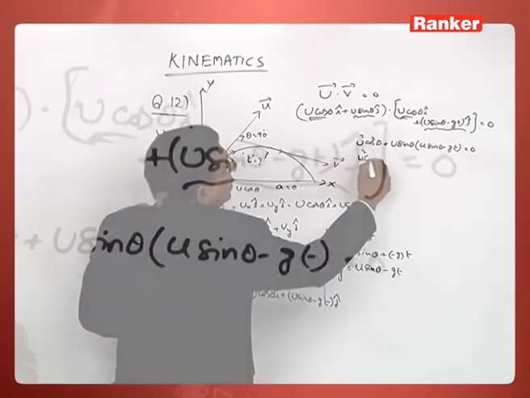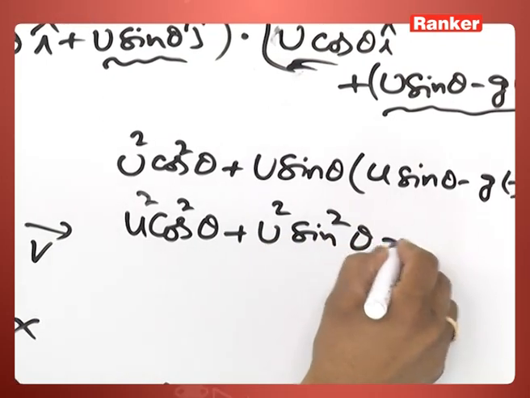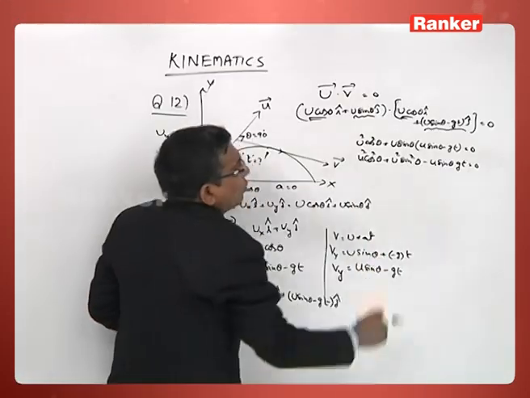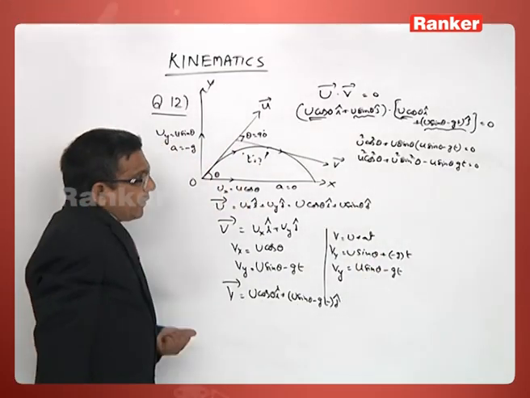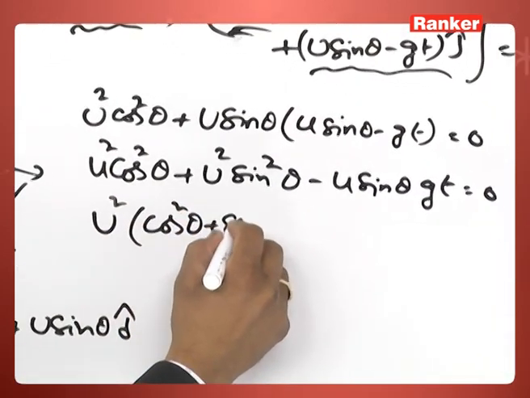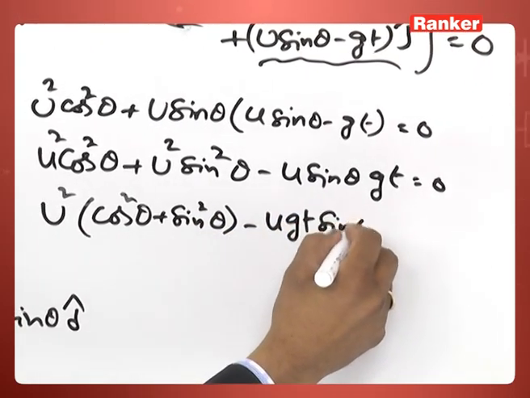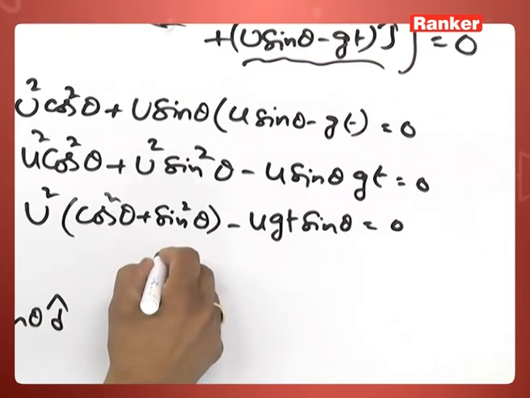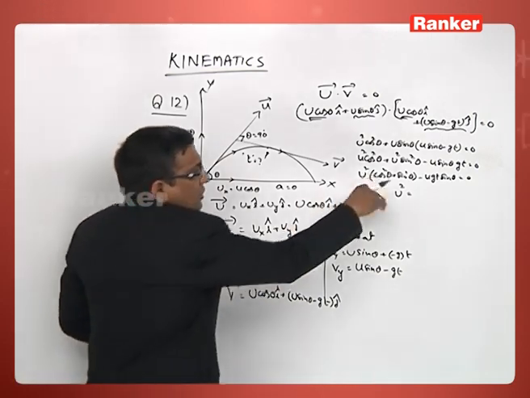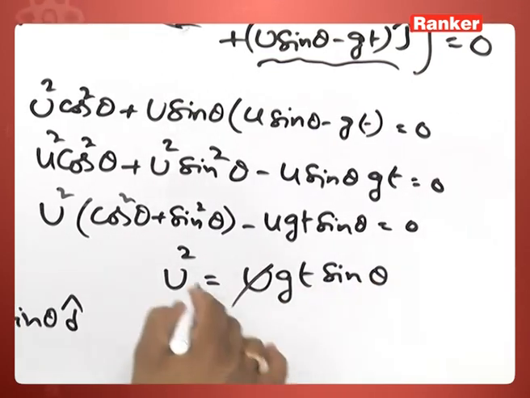If you simplify, u² cos²θ + u² sin²θ − u g t sin θ = 0. You know how to expand the dot product. From this, what can you write? Here you can take u² common: u²(cos²θ + sin²θ) − u g t sin θ = 0. If you simplify further, cos²θ + sin²θ is becoming 1. This u g t sin θ you take to the other side, and u and u² get cancelled.